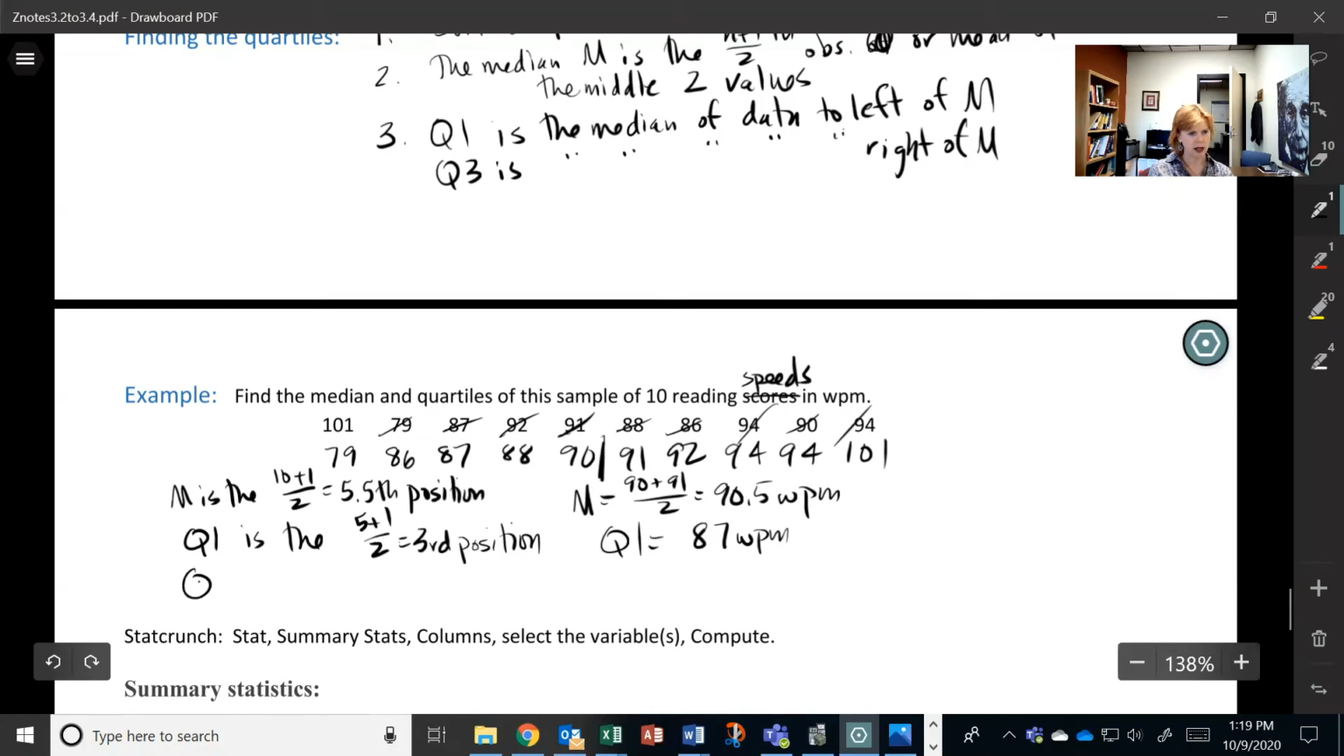And Q3 is also going to be the third position, because it's going to have an equal amount, since the median split them in half. So this is going to have 5 too. And so I'm going to go 1, 2, 3. So that's 94. So Q3 is 94 words per minute.